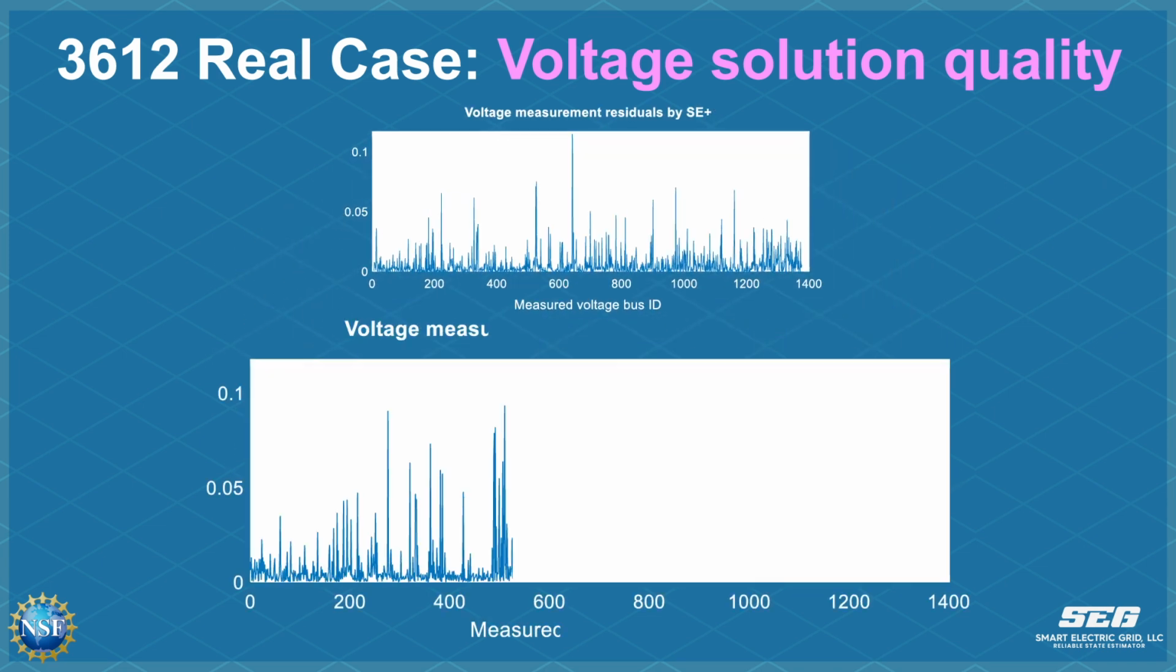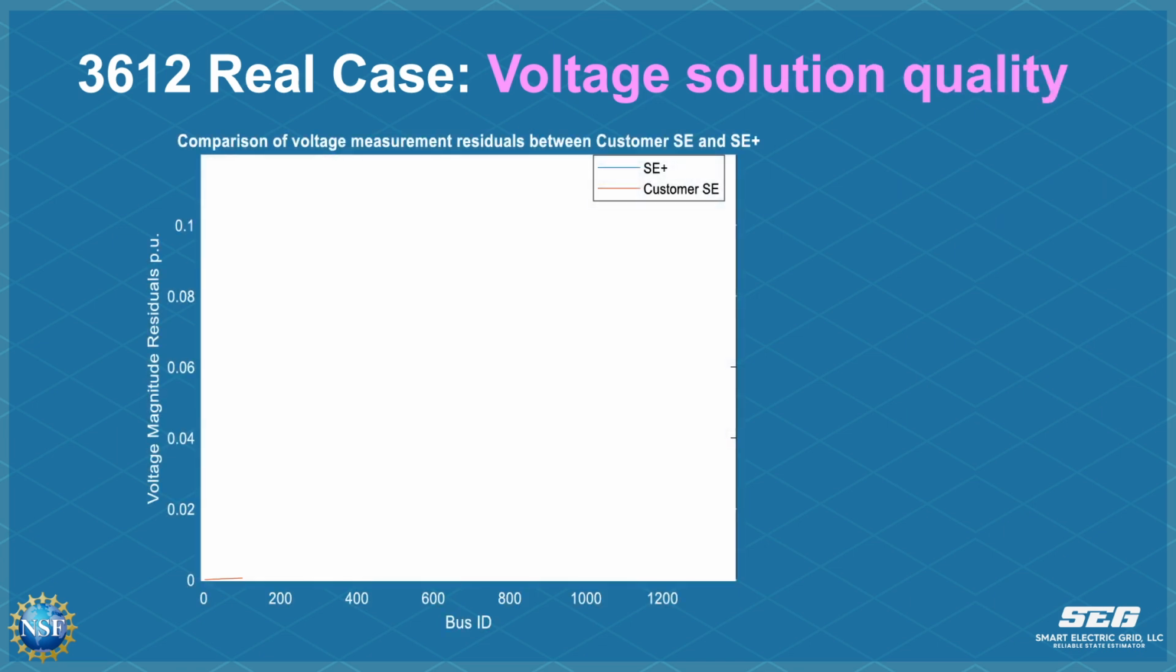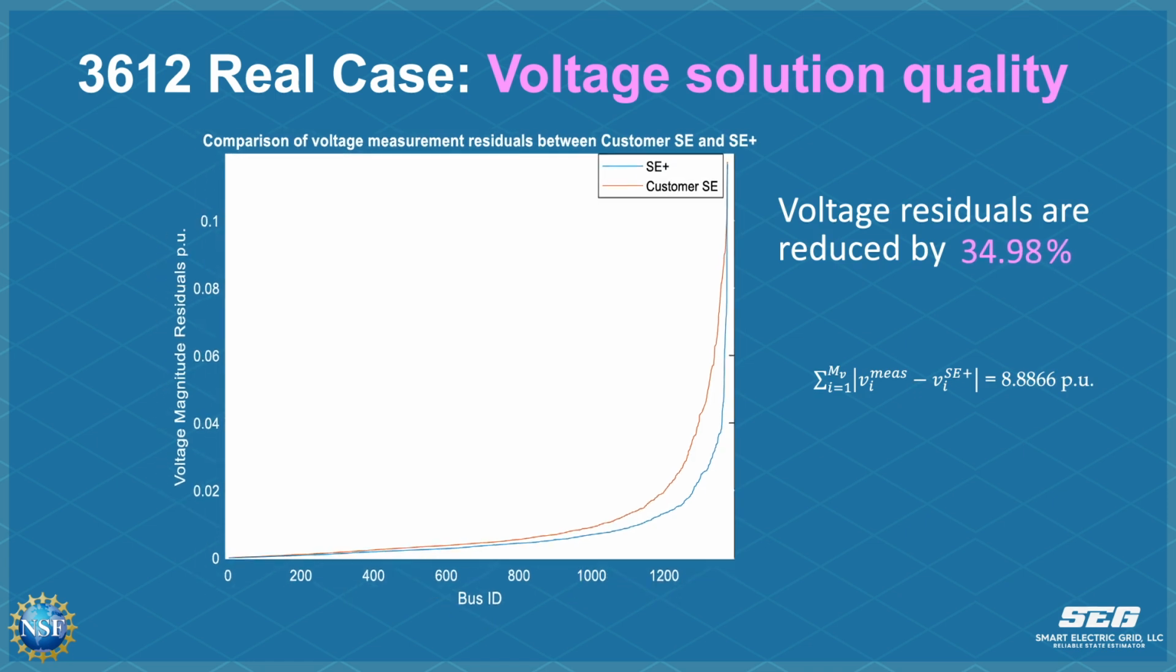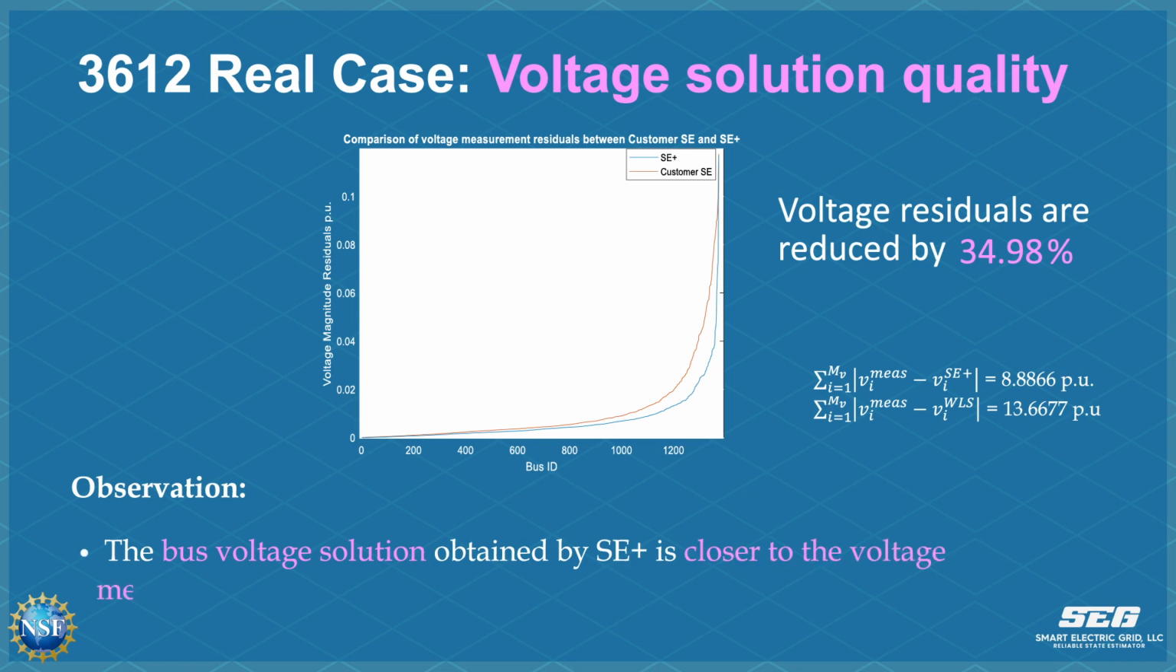To make a better comparison, the voltage measurement residuals for SE+ and the customer state estimator were sorted and compared. SE+ reduced the voltage measurement residuals by 34.98%. It shows that SE+ is able to obtain a more accurate voltage solution because the scheme of SE+ pushed the bad measurements to the redundant set ZR, which has no impact on the voltage solution.